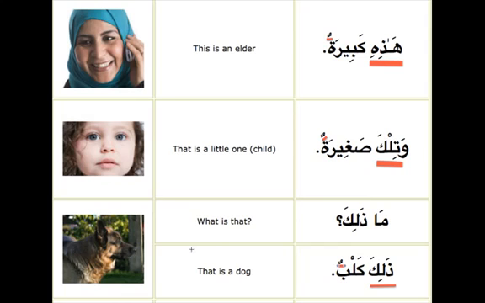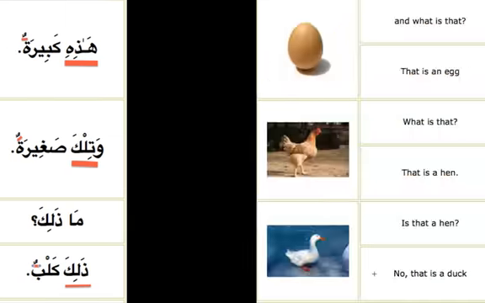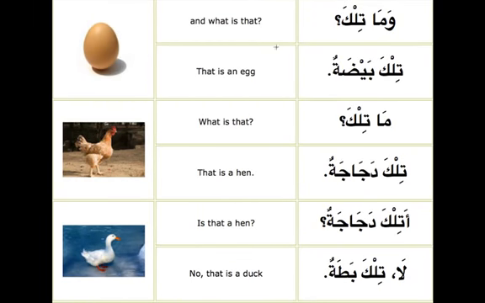Now we got here, ma dhalika. What is that? Dhalika is for masculine. So it's not tilka, it's dhalika. So a dog is a male dog we are pointing at. So you say dhalika kalbun. Let's say wama tilka. Ma means what. Just to remind you that ma is used for objects and man is used for human beings. So now we used man, and now we're using ma. So we're telling ma tilka, what is that? And they say tilka baydatun. Tilka baydatun, that is an egg.